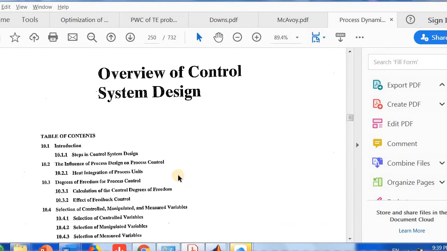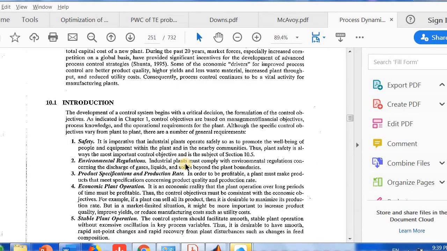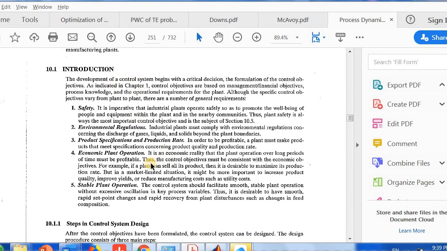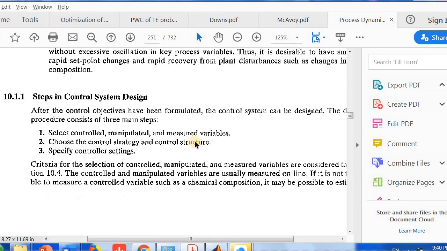Here is chapter 10, overview of control system design, with the steps in control system design. It explains how you do those steps. It tells you that control is important for safety and for not exceeding the environmental regulations, which are important to our whole life, the plants, the animals, and us and everyone. It's not just a regulation for the sake of regulation. Control is also important for production rate, for economic reasons, since we need more profit and a more stable plant operation.